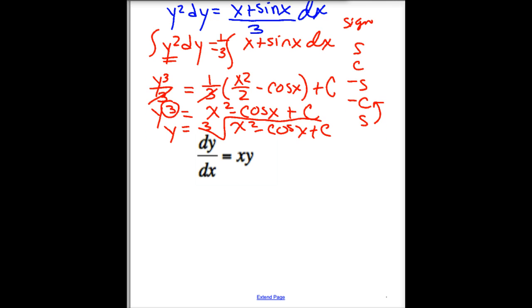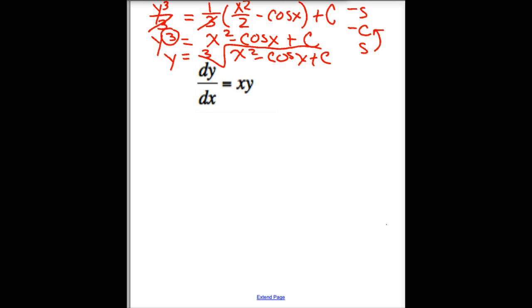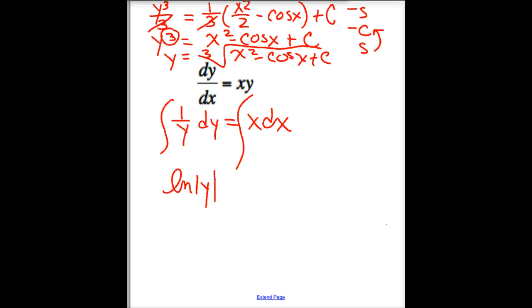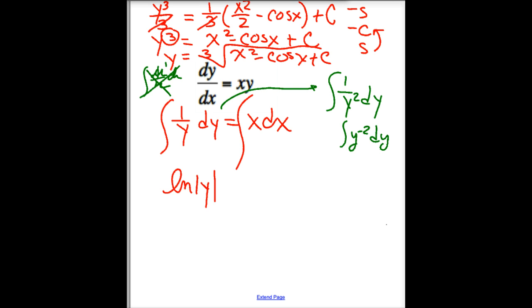So let's go do the next one. Again, we separate and then we integrate. So I'm going to do 1 over y dy equaling x dx. Separated. Then I'm going to integrate. The antiderivative of 1 over y is ln y, absolute value. Be careful right here, if you were ever to get something like this, that you don't say that that's ln y squared. Remember, the natural log antiderivative is when it's in the form u prime over u, or 1 over u du, and this is a power rule problem. That's just y to the negative 2, where you would add 1.